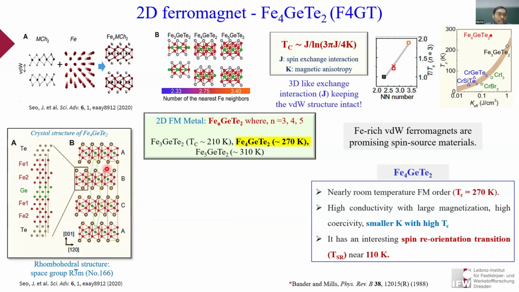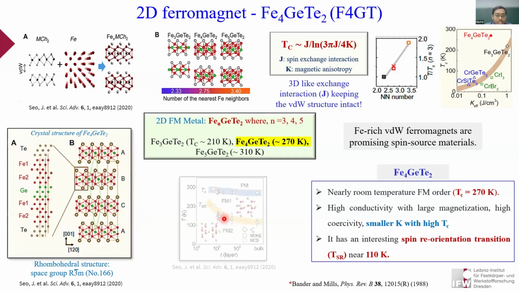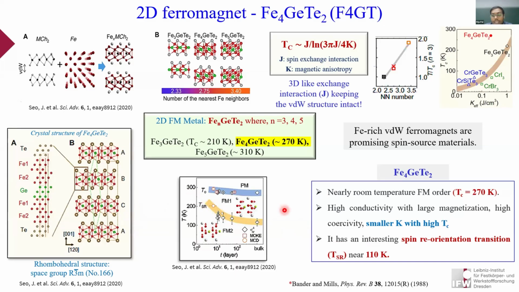It has a rhombohedral crystal structure, and seven atoms create a monolayer of it. It was also reported that if we decrease the thickness of the layer, its spin reorientation transition can be shifted towards room temperature. So there is a unique interplay of this spin reorientation, and we can also easily tune this material system.